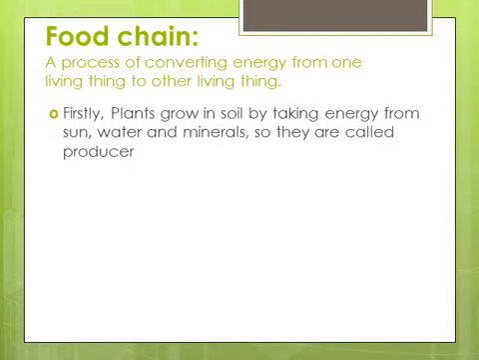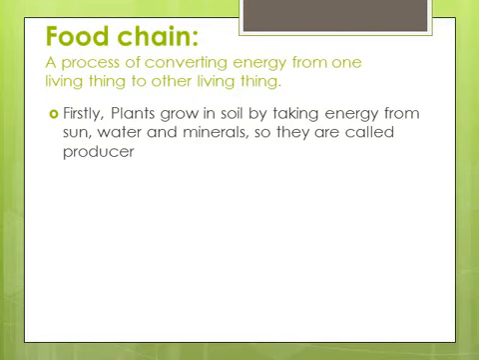Now, the first step of the food chain consists of plants that grow in soil by taking energy from the sun, water and minerals. So they are called producers. So first of all, the plant takes energy from the sun and then it makes its food by using the energy of the sun, water and minerals.